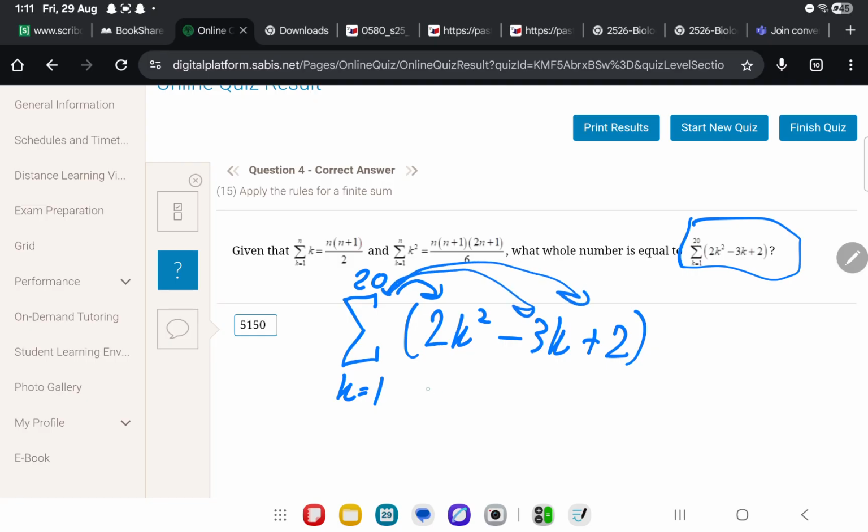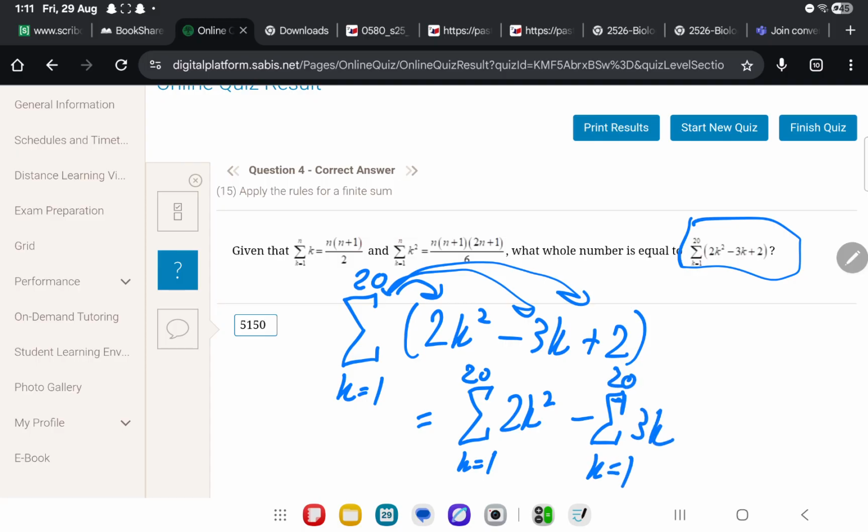Okay, so this is going to actually equal the sum of 2k squared from k equals 1 till 20, minus the sum of 3k from k equals 1 to 20, plus the sum of 2 from k equals 1 till 20. Now, this is the first rule. The second rule is when I have a summation.